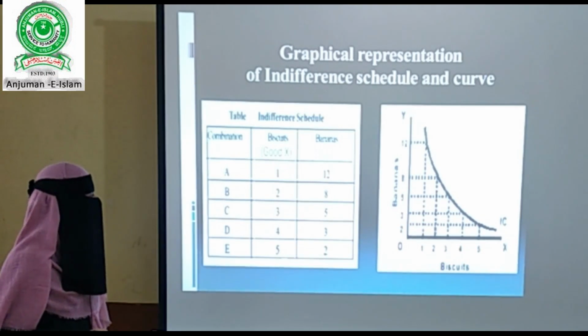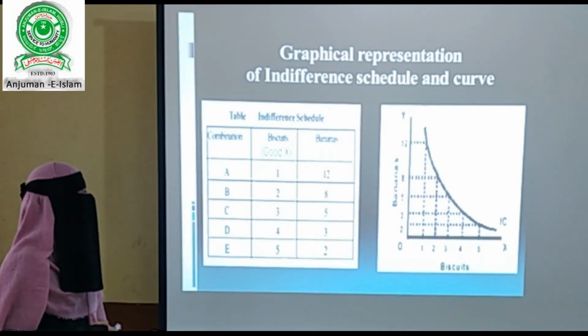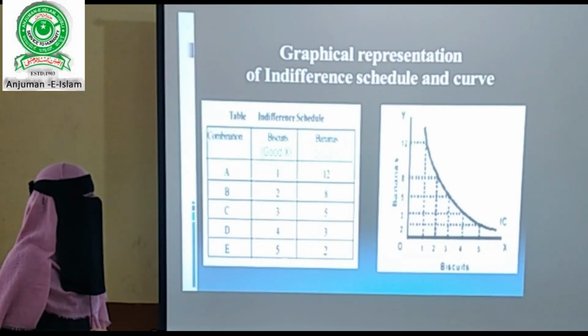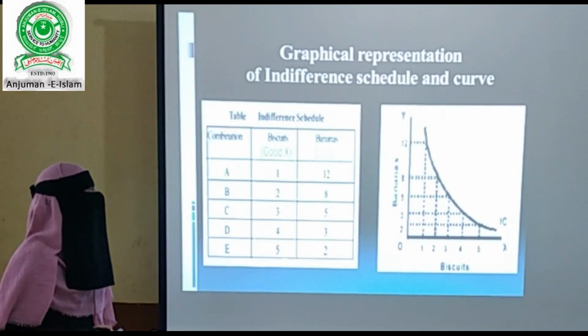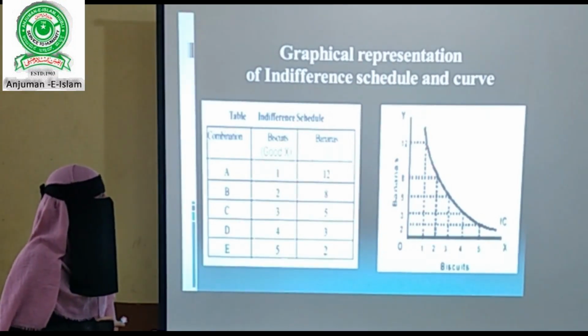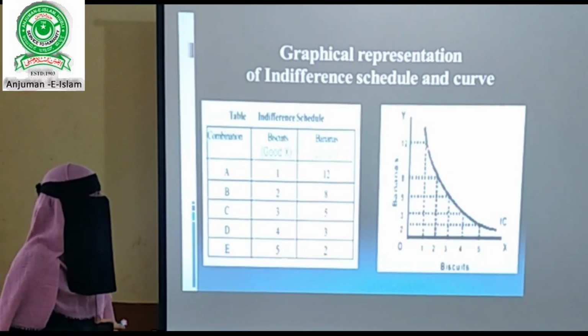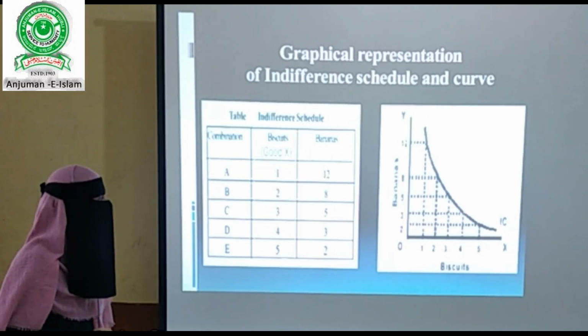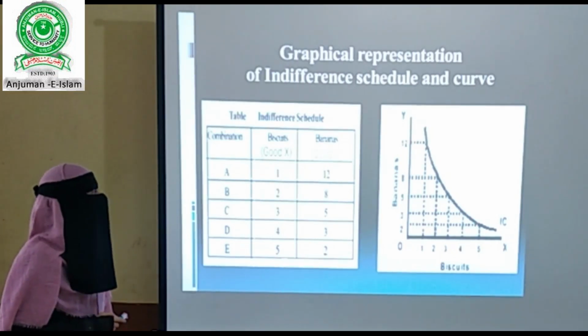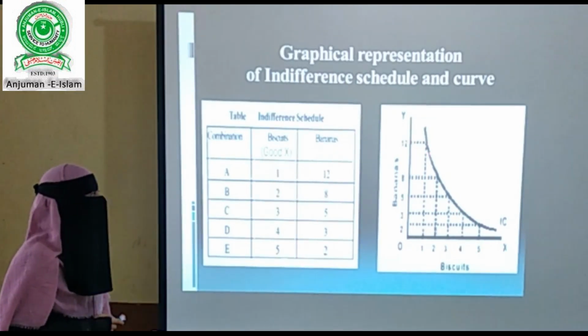And combination C is giving us 3 units of biscuits and 5 units of bananas. Combination D is giving us 4 units of biscuits and 3 units of bananas. And combination E is giving us 5 units of biscuits and 2 units of bananas. So these are the points which are plotted here: combination A, combination B, combination C, combination D and combination E.